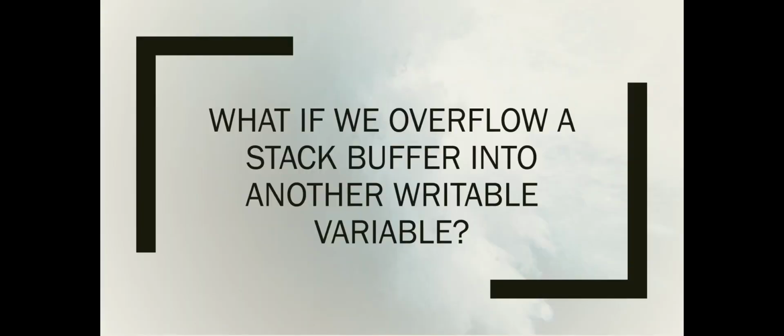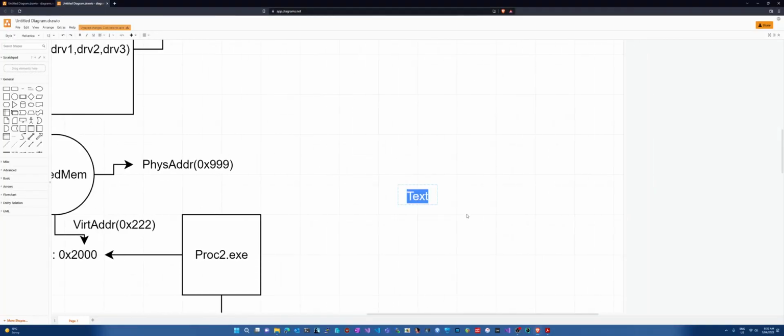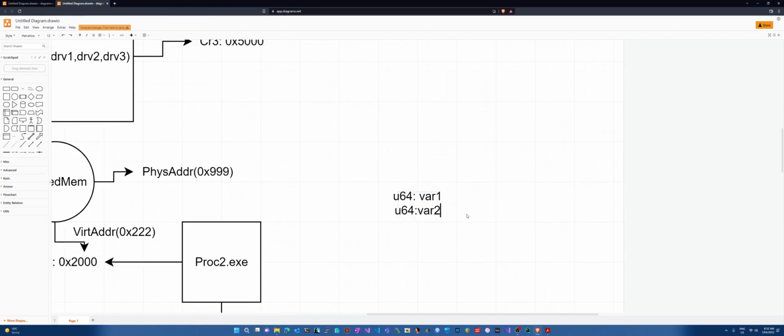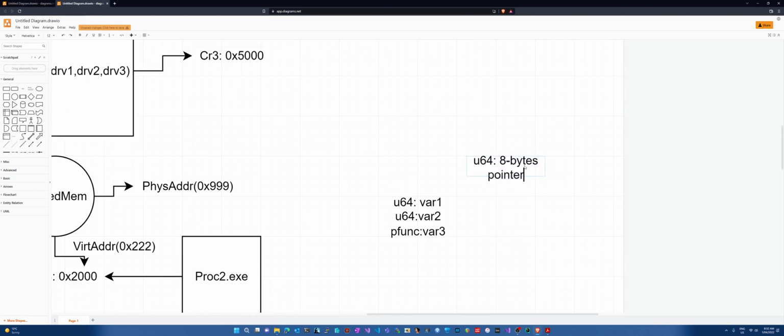Yeah, in this case, what if we overflow a stack buffer into another writable variable? Say the stack is laid out with a 64-bit value called var1, and then a 64-bit value called var2, and then a function pointer called var3. Now, U64s are 8 bytes. And pointers on a 64-bit system, 64-bit x86, are also 8 bytes.